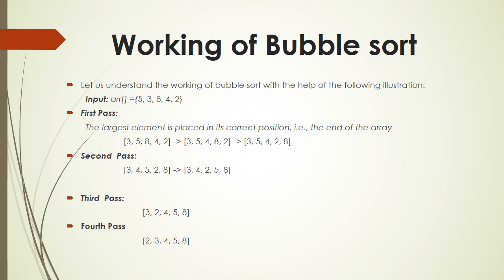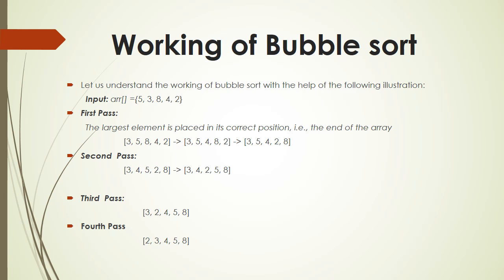Compare 5 and 3. Swap them to get 3, 5, 8, 4, 2. Compare 5 and 8. No swap needed. Now compare 8 and 4. Swap them to get 3, 5, 4, 8, 2. Compare 8 and 2. Swap them to get 3, 5, 4, 2, 8.